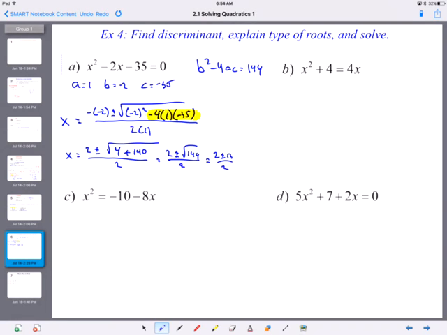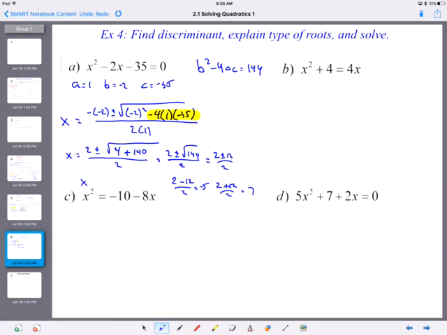And you need to write that out. What are my two solutions? 2 minus 12 over 2, and 2 plus 12 over 2. So we get negative 10 over 2, which is negative 5. 12 plus 2 is 14, divided by 2 is 7.